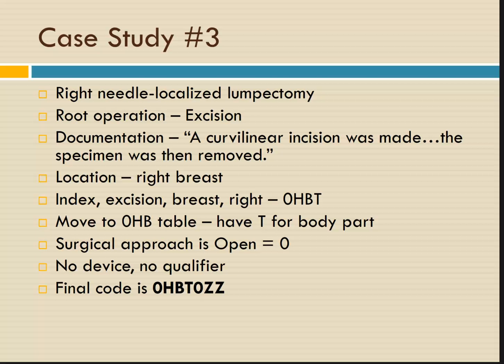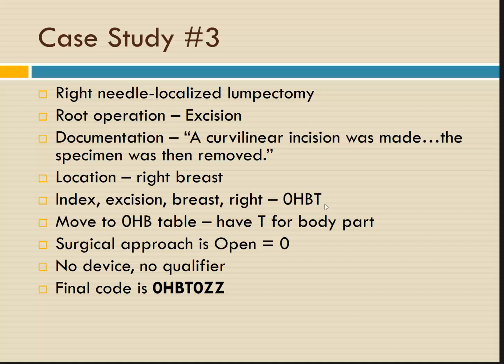Operative report number 3 is a patient who's coming in for a right needle localized lumpectomy of the breast. The physician documents that he did a curvilinear incision. So that equates to the surgical approach of open. This patient is having only a portion, a lump of her breast removed. So that equates to the root operation of excision. We know the location. We're going to index the word excision, then breast, then right.